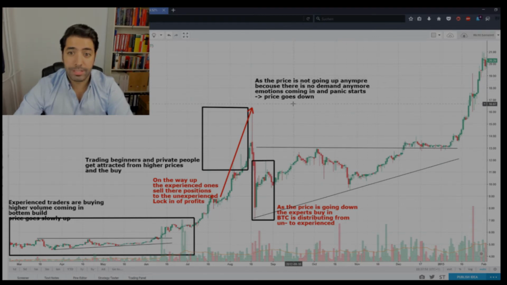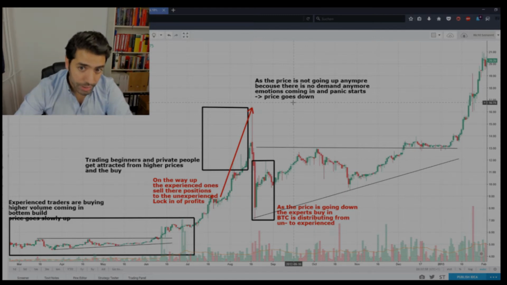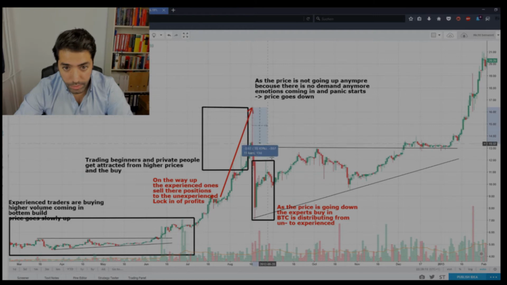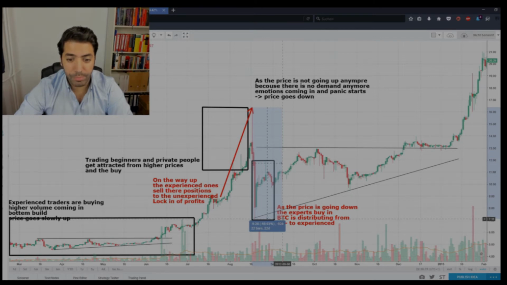And I wrote it down here. As the price is not going up anymore because there is no demand anymore, emotions come in, so the panic, and the price goes down. And maybe we can get the percentage again from the top to the downside. This is the lowest area. So you see the price tanked almost 56%.